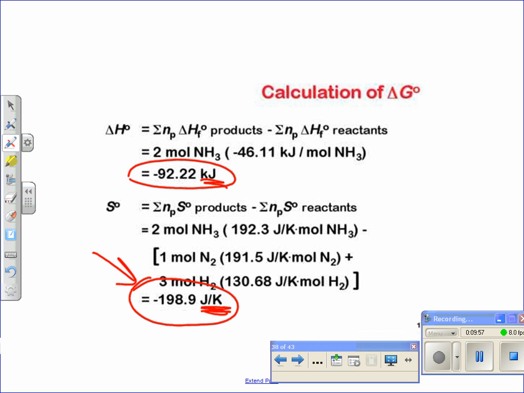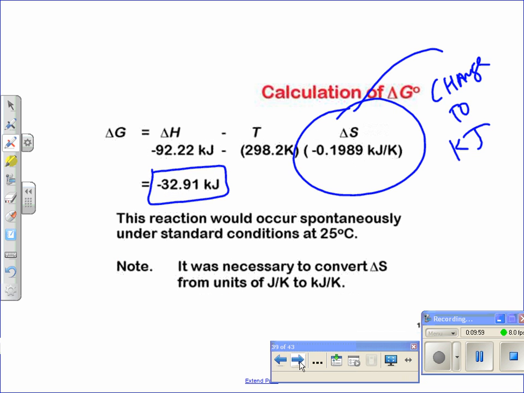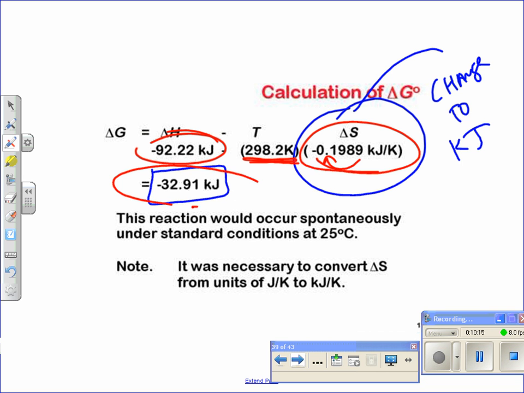We have to adjust S when we use Gibbs free energy. So when we go over here, we're going to take the negative 92.22, temperature 25 degrees Celsius is changed to Kelvin, and then we take the S and we modify it to kilojoules. So we bump the decimal over 3 places, then we do our calculation, so delta G always comes out in kilojoules. So negative 32.91 kilojoules.